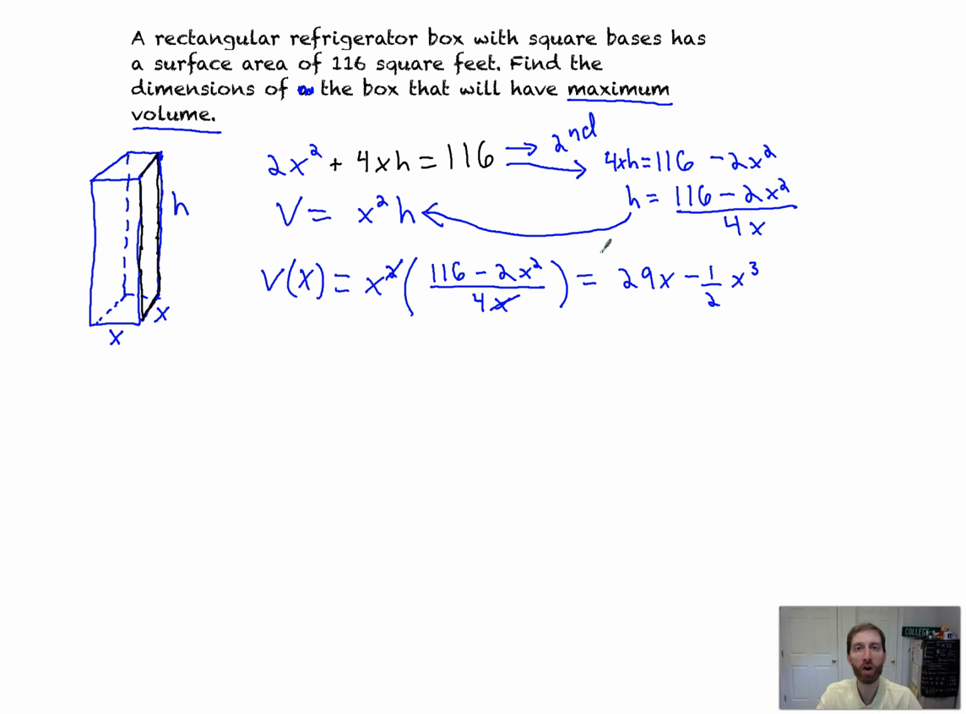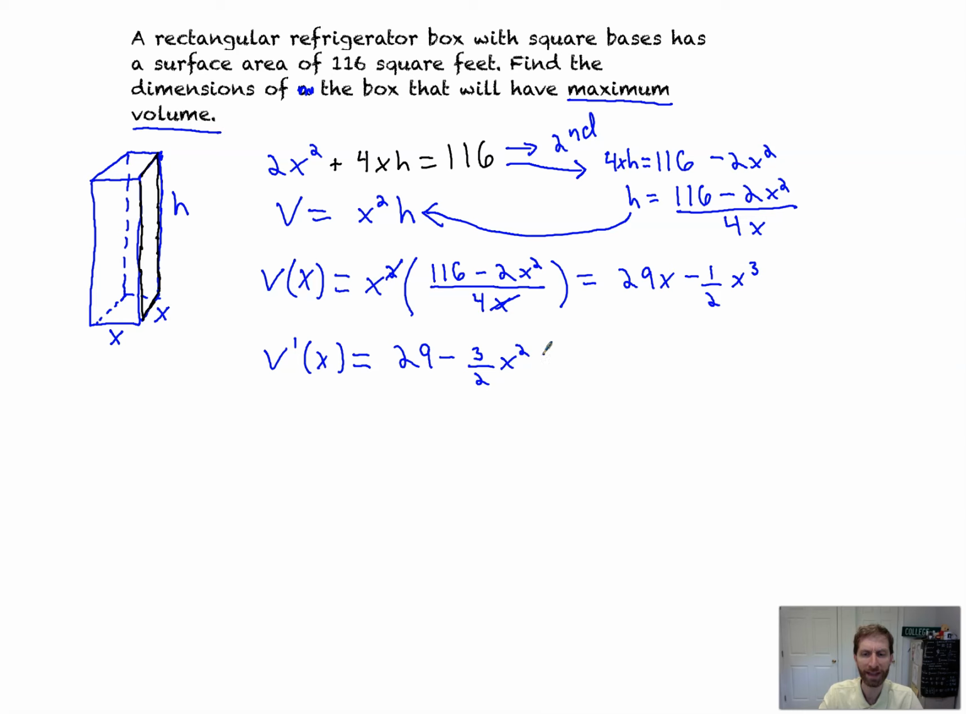So we've gone through the hard part. No calculus has been done yet. Now I'm going to take the derivative, right? All old school from this point. Isn't it funny that the calculus is the easy part? V prime is 29 minus 3/2 x squared. Ugh, look at that, 0 is going to be funky.